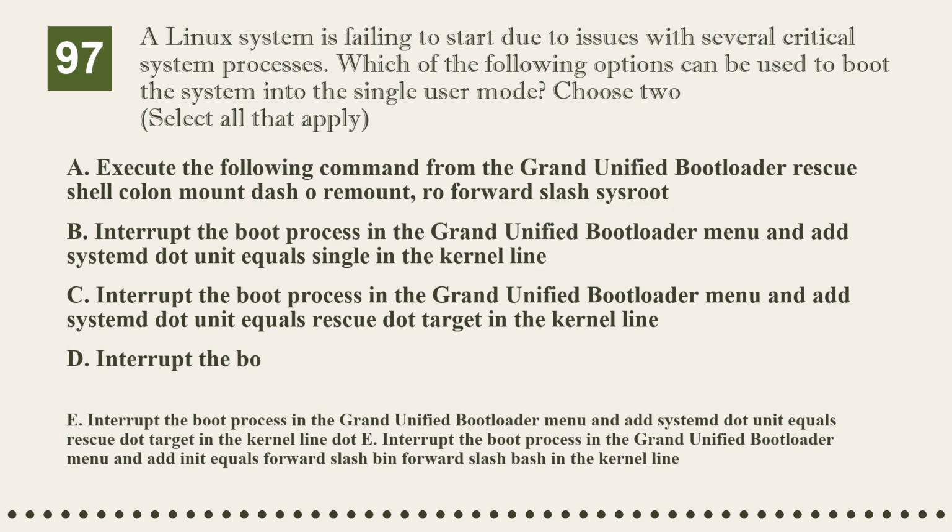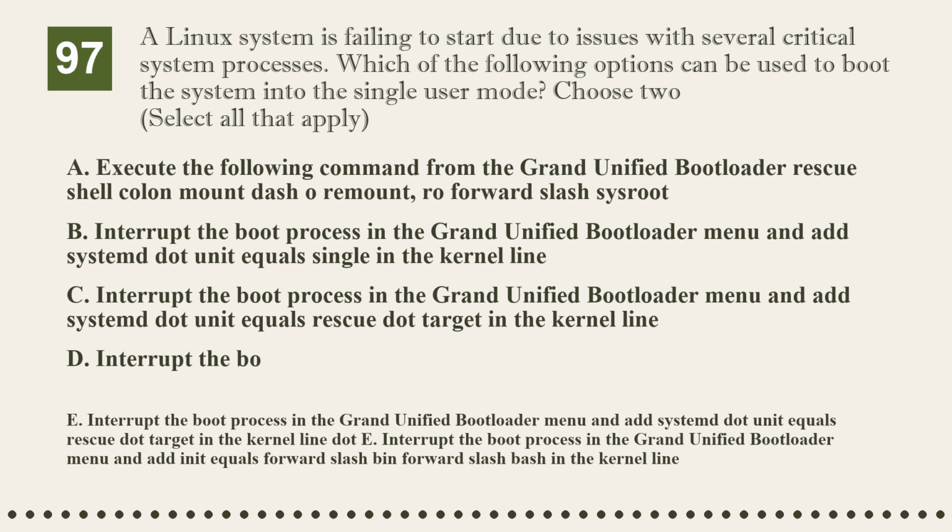Question 97. A Linux system is failing to start due to issues with several critical system processes. Which of the following options can be used to boot the system into the single-user mode? Choose 2. Option A, execute the following command from the Grand Unified Bootloader rescue shell: mount -o remount,ro /sysroot.